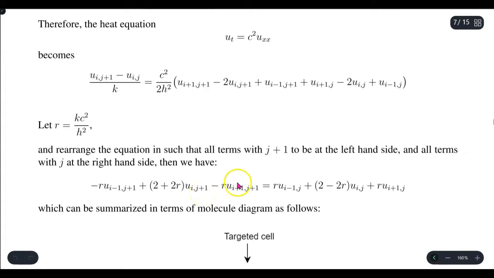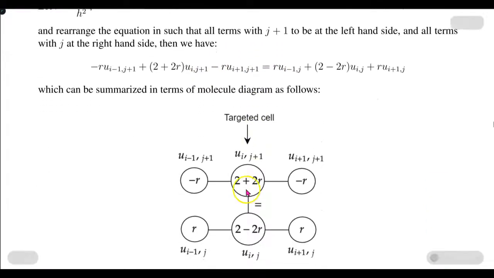All right, so this expression can be summarized in terms of a molecule diagram. What you can see at the top on your left hand side is the molecule: u(i-1, j+1) with negative r as the coefficient, and in the middle you have u(i, j+1), with 2 plus 2r as the coefficient, and the same thing for this one. This top part is the expression on the left side of your equation, and it is equal to the addition of the values of the three nodes at the bottom.